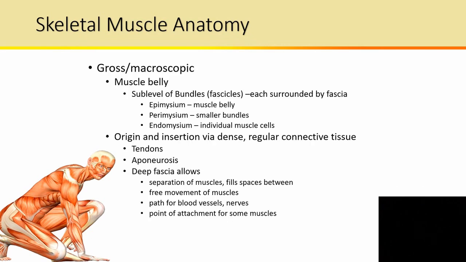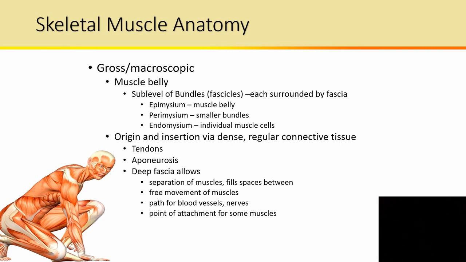A little bit about skeletal muscle anatomy. Grossly, when I look at a muscle, the biggest portion in the middle is called the muscle belly. This muscle belly is actually a series of different bundles of muscle fibers itself, and we have a hierarchy of bundles, going from a larger portion down to a smaller one.